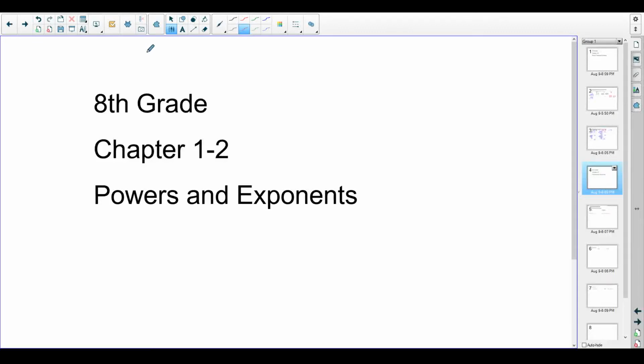Alright, 8th grade, Chapter 1, Lesson 2. It's about powers and exponents. So first things first, we need to know our vocabulary here. So let's say 3 to the second power.